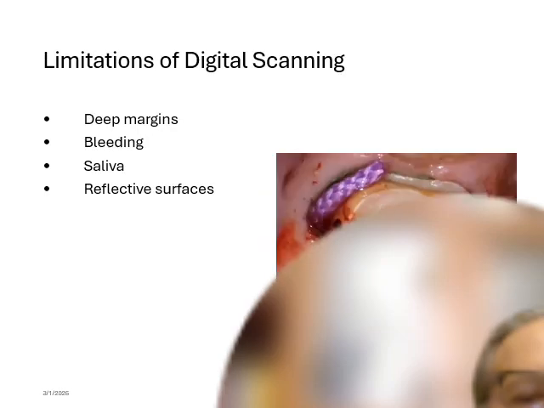Limitations of digital scanners, of course, deep margins. If there is a deep sulcus, the scanner can't reach the deep areas. Bleeding also and saliva. If there is a deep margin, it's better to use traditional impressions since the impression material can flow inside the sulcus.